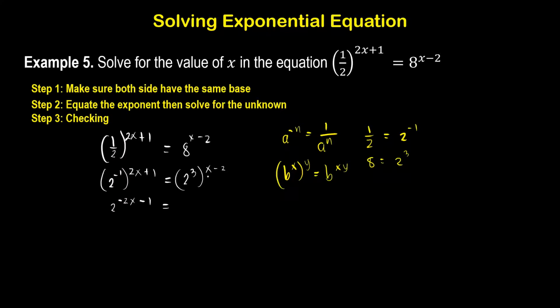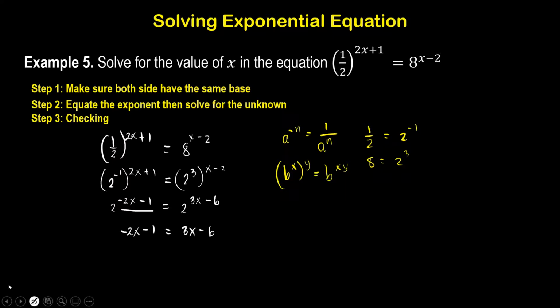And also sa right side, same pa rin yung gagawin natin. 2 raised to 3 times x is equal to 3x. Then 3 times negative 2 is equal to negative 6. Now, again, since same na yung base natin, we can now proceed to step 2, which is to equate the exponent, then solve for the unknown variable. So dito, we just need to equate this negative 2x minus 1, dito sa exponent ng left side equation. Equate lang natin sa exponent ng right side equation, which is 3x minus 6.